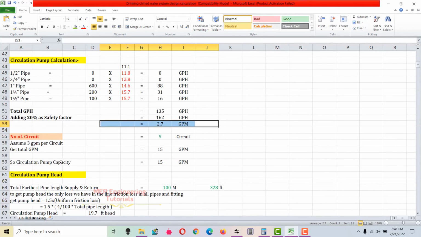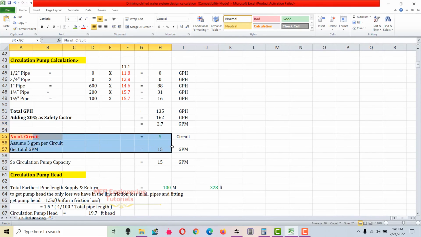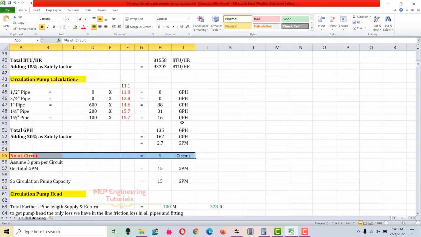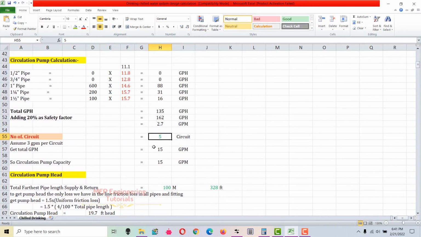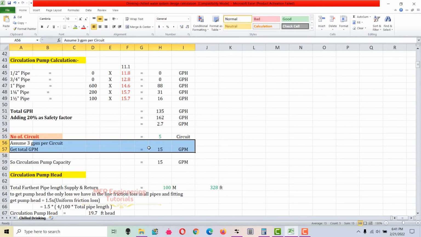So minimum we use 3 GPM per circuit in designing of the drinking chill water system. So number of circuits we have to check. So we have to go to the drawing and check the number of circuits. So let's say we are going to use 5 circuits and we say that minimum 3 GPM is required for each circuit. So total value which we calculate here for circulation pump is 3 into 5, which is 15 GPM.